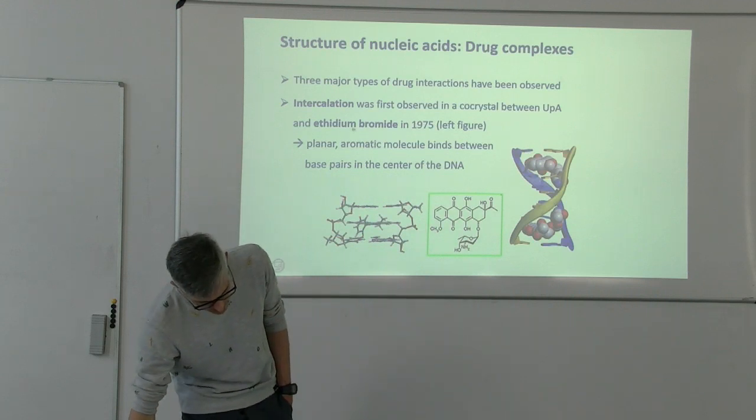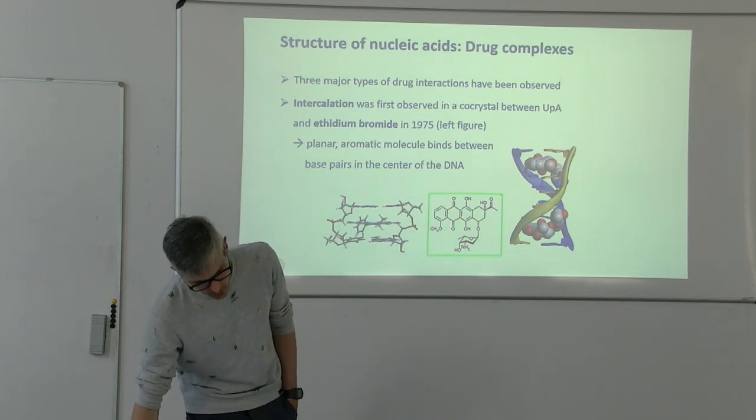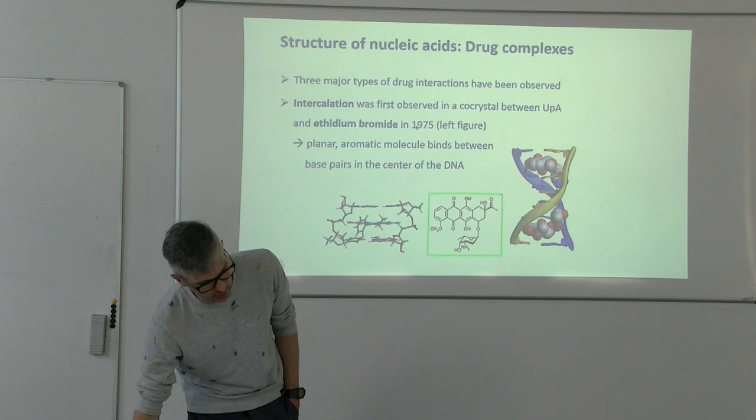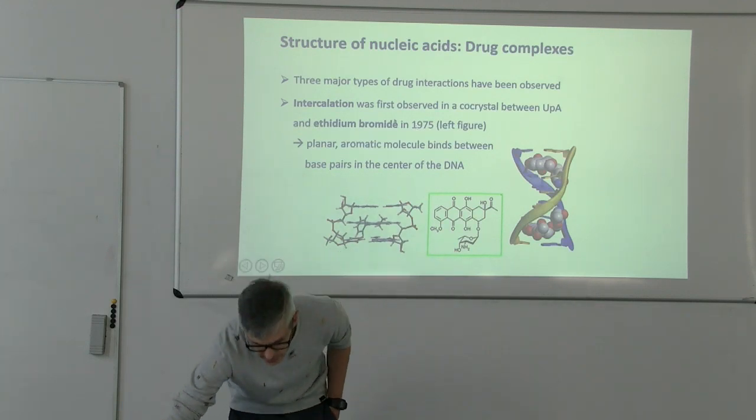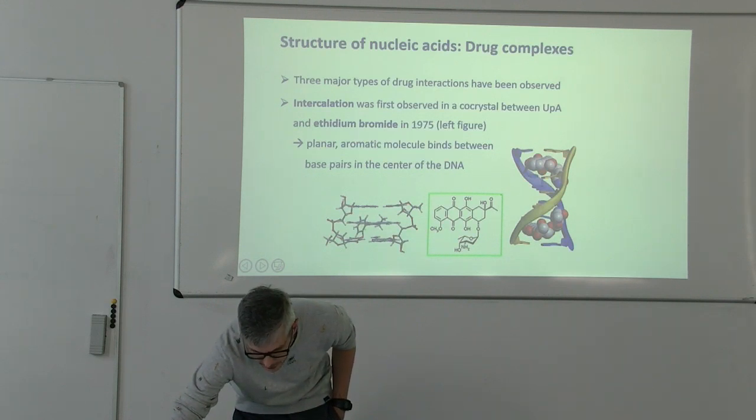So ethidium bromide can actually intercalate with DNA, and this was actually already found in 1975. So then you can see that the planar aromatic molecule can actually bind between the base pairs in the center of the DNA, shown here.